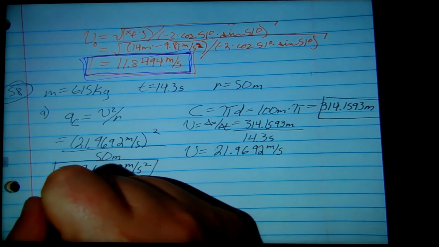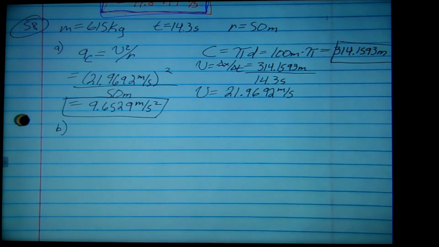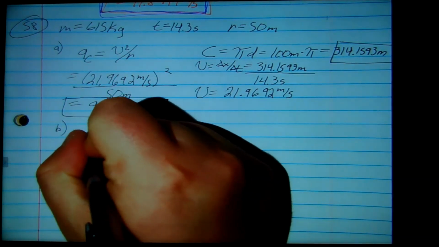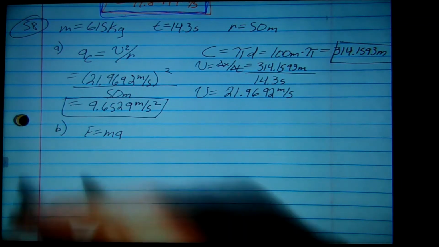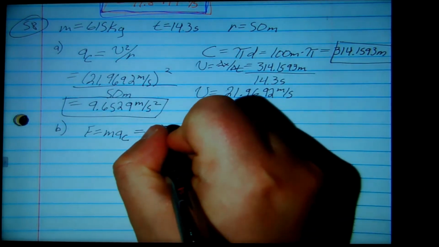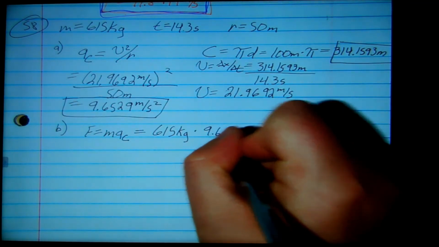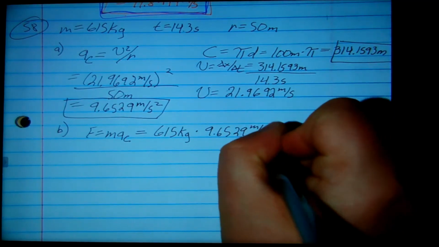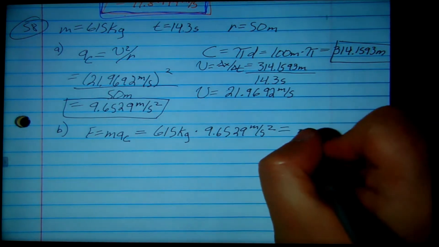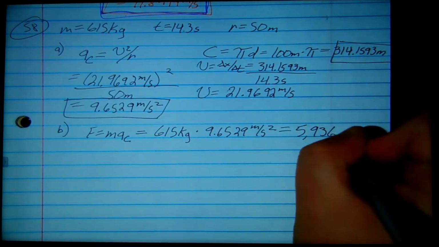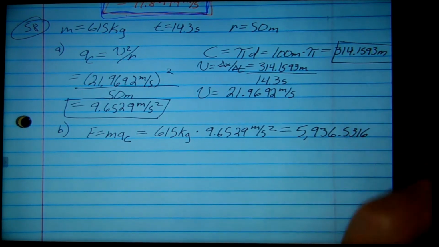Then we're going to look at B. B asks what force. Force equals mass times acceleration. It doesn't change, even though this is centripetal acceleration: force equals mass times centripetal acceleration. So the mass of the car, 615 kilograms, times centripetal acceleration, 9.6529 meters per second squared, will be equal to 5,936.5316.